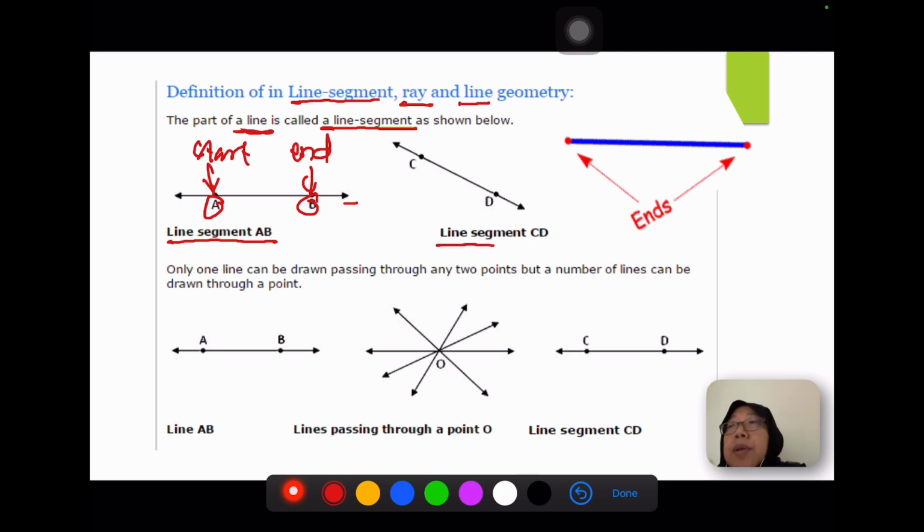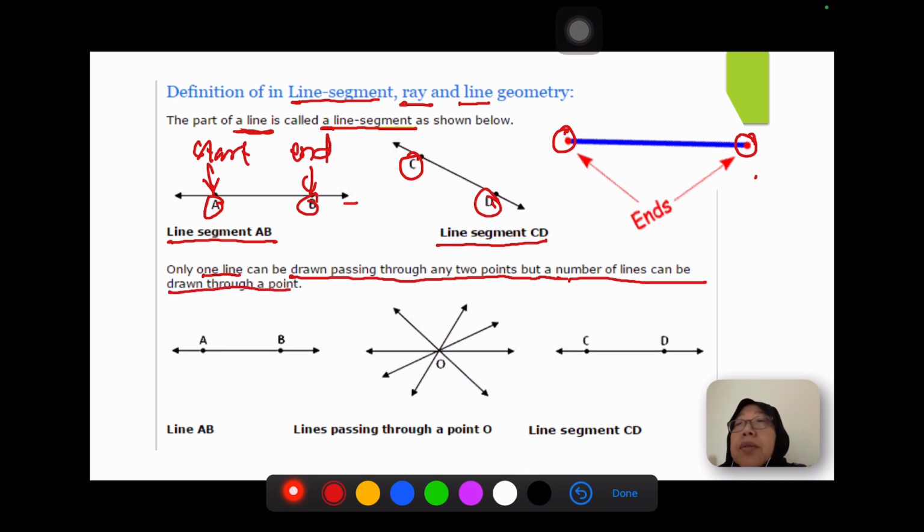Now for this one here, the oblique or the slanting or the diagonal, we start at C, we end at D, and these are points showing the start and the end on a line. Now, only one line can be drawn passing through any 2 points, but a number of lines can be drawn passing through a point.